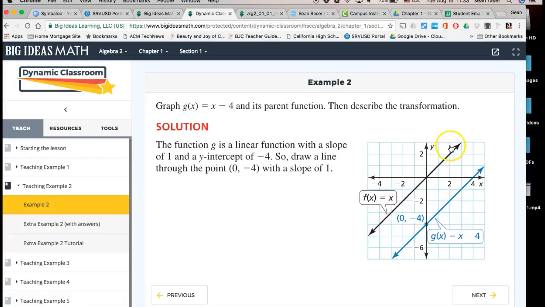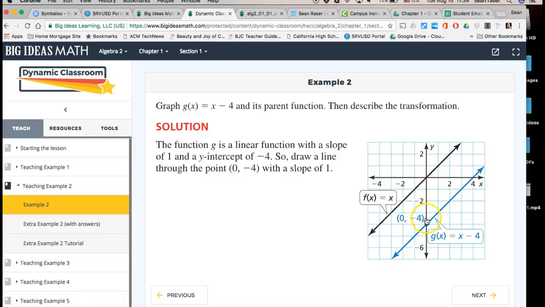So here's our two functions. Here's our parent function, f of x equals x, and here's our function g, x minus 4. If you look at these, they both have a slope of 1. x minus 4 and x both have a slope of 1. So you know there's been no vertical stretch or vertical shrink. And you know there's been no reflection because they still are going up to the right with the same slope. But all that's happened here is this graph has moved down 4 units.